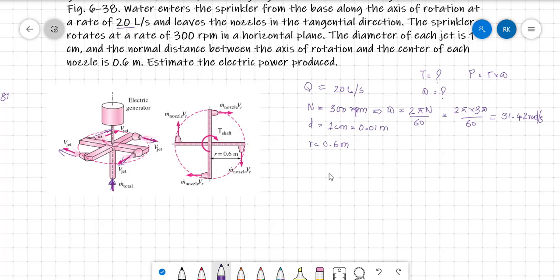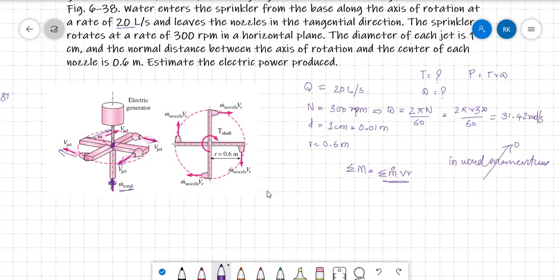We need to apply the momentum equation. So solid moments is equal to fluid moments, m dot v r. I am considering this moment about this point. Since there is no perpendicular distance of this flow during the entrance, the inward momentum is 0. So this is the outward moment.